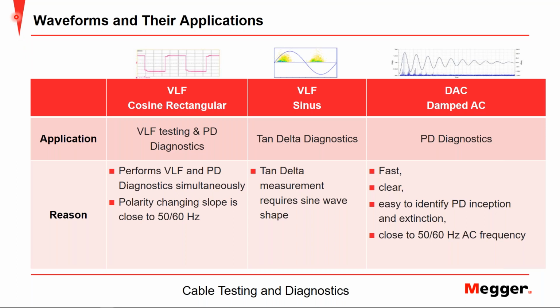As I mentioned earlier, they're discrete measurements, and we'll take a look at what I mean by that. And you can step up in voltage, in terms of maybe times your RMS voltage, and actually identify what your inception and extinction voltages are. And also, same with cosine rectangular on the polarity reversal, the damped AC is going to be representative and close to that power frequency as well. So it allows for comparable results there.